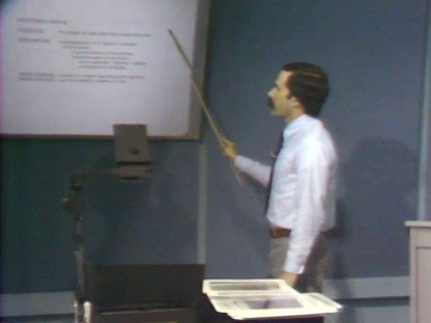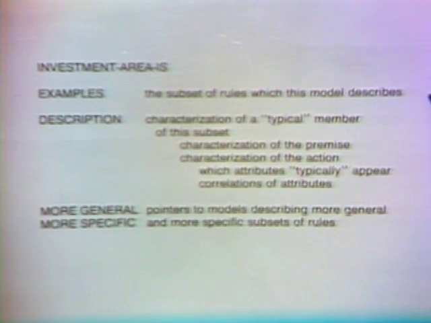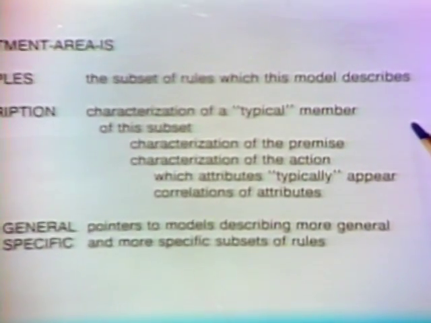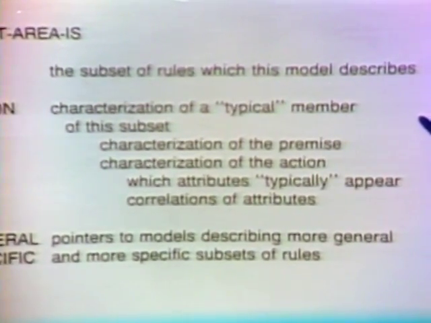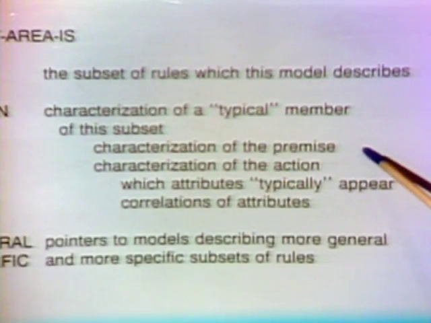Here's a little bit more detail about what a rule model looks like. We have the notion of, first of all, the examples. That is, the examples from which this particular rule model was constructed, the subset of rules which this model describes. And then we need the important part, that is the description. That is, tell us something about this subset of rules that will be useful. As it's suggested here, what we want to do is somehow characterize a typical member of this subset. What does that mean? Well, in this case, since we're dealing with if-then rules, we'd like to characterize the premise and characterize the action.